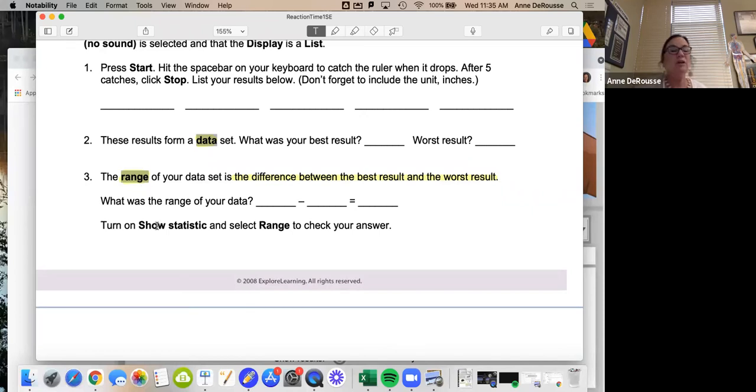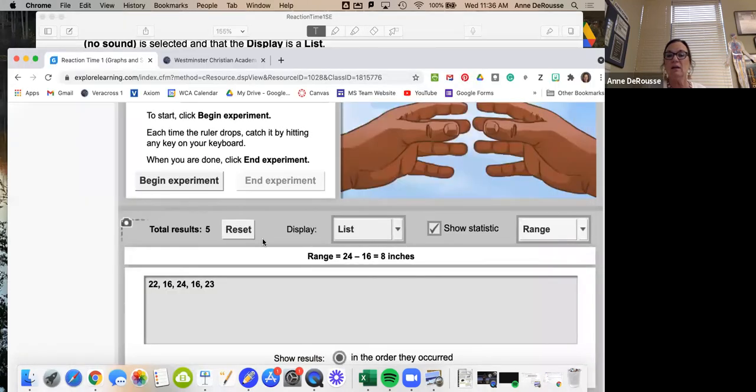The range, if you study statistics in math, statistics is a way of looking at data and comparing it and analyzing it. And there are different tools that they use. One is range. And the range is the difference between your best result and your worst result. So I would put 24 minus 16. And then it says turn on show statistic, right here, mine was already. Show statistic to see if I was right. So my range would be 8 inches.